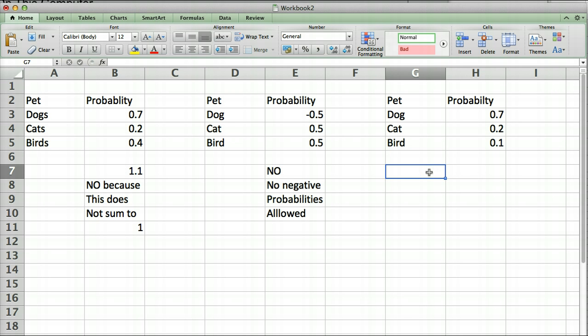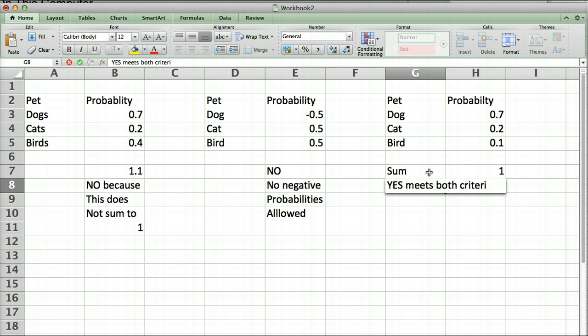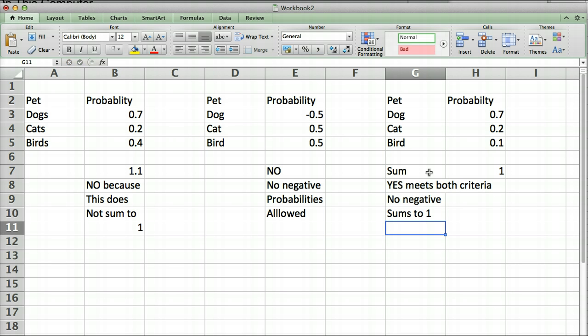Let's take a look at our third and final potential probability distribution. Dogs, cats, and birds. We notice there are no negatives, so that's a good start. And if we add these all up together, we do indeed get a sum of 1.0. This is good. This is a probability distribution. It meets both criteria. No negatives. Sums to 1, so we have a probability distribution.